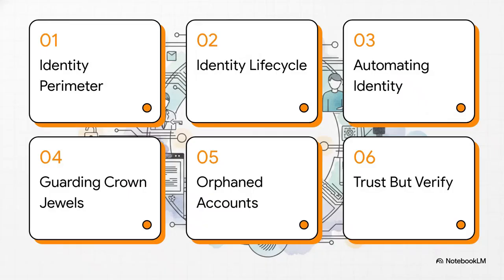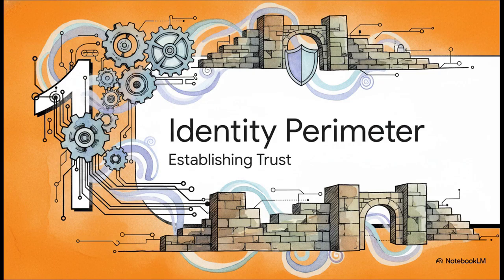Let's briefly map out our journey today through these CISSP Domain 5 principles. We're going to conquer this topic in 6 steps. 1. Identity is the new perimeter. 2. The digital identity lifecycle. 3. Automating away human error. 4. Guarding the crown jewels. 5. The danger of orphaned accounts. And 6. Trust but always verify. All right, jumping straight into section 1.